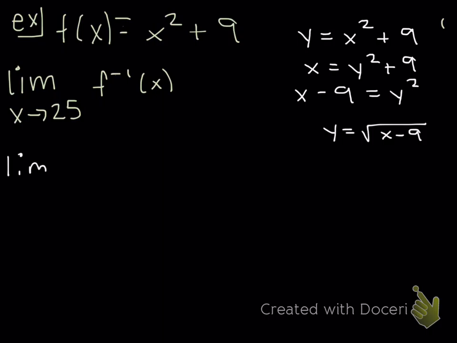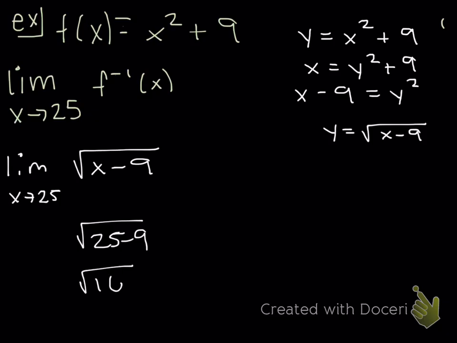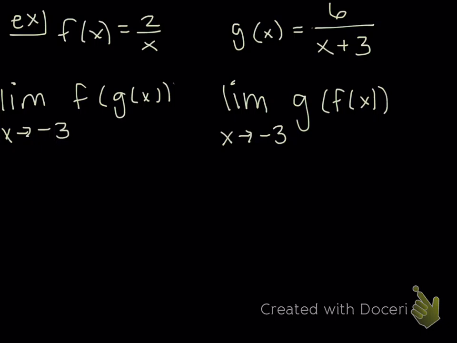Now I'm going back over here, and I'm finding the limit as x approaches 25 of the square root of x minus 9. When I plug that 25 in, I have 25 minus 9, which is the square root of 16, and the square root of 16 is 4. So the limit as this goes to 25 will be just a solid 4. Pretty straightforward as long as you know how to find the inverse: you plug in the value that you're approaching. One more for today.